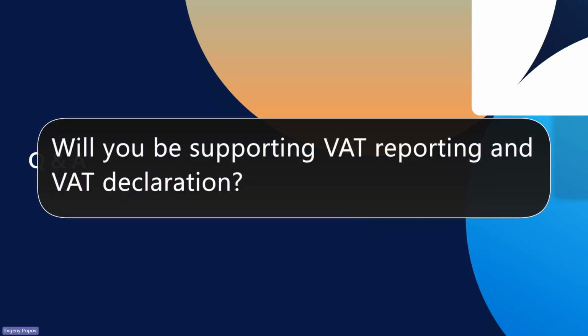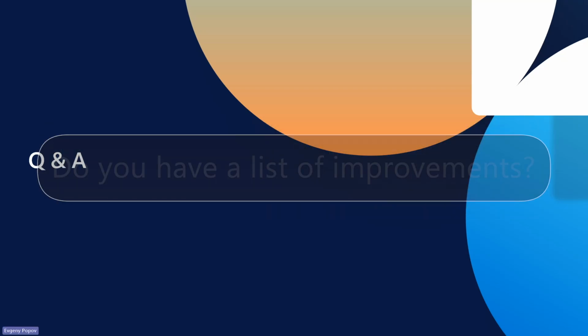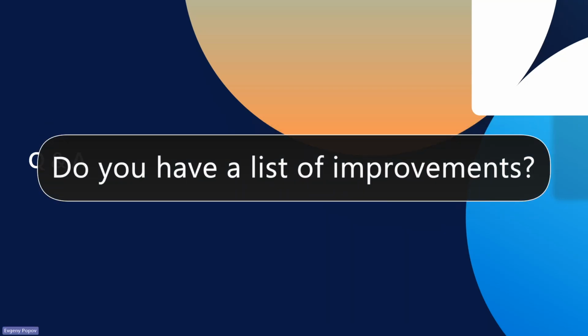Let's move on. This VAT reporting question. Basically, we have a question if we are going to support VAT reporting, VAT declaration. For now, I already mentioned that we don't have such plans, but we can consider it for later. The next question: do you have a list of improvements that you have done for the Turkish localization feature compared to the functionality by the ASV solution?